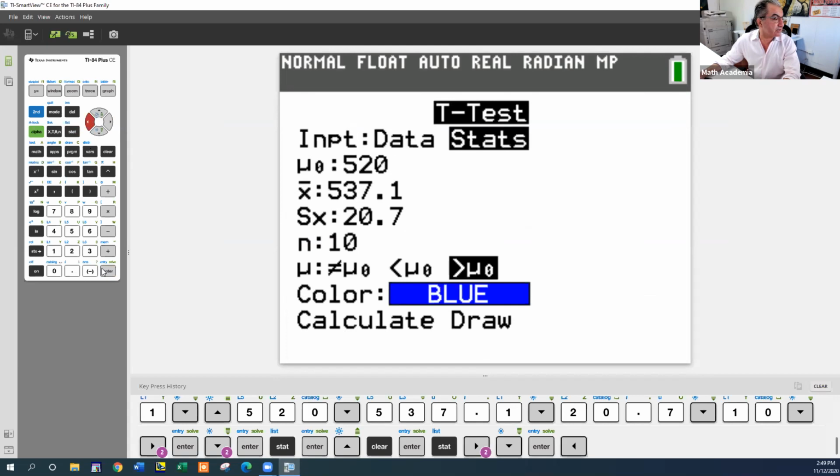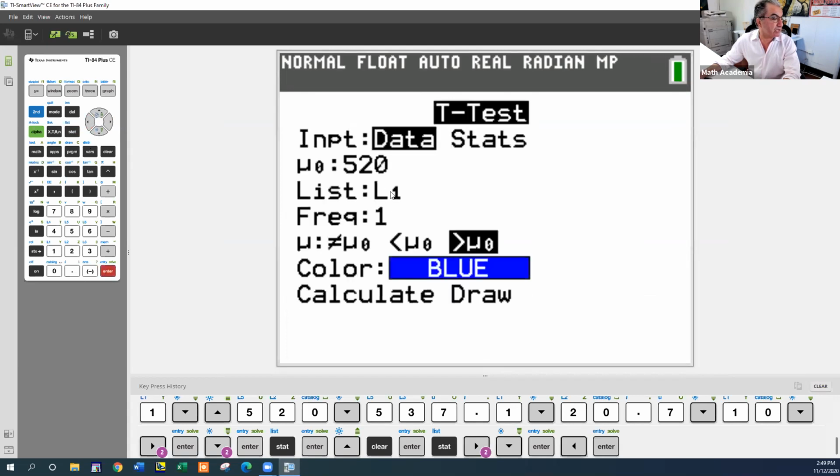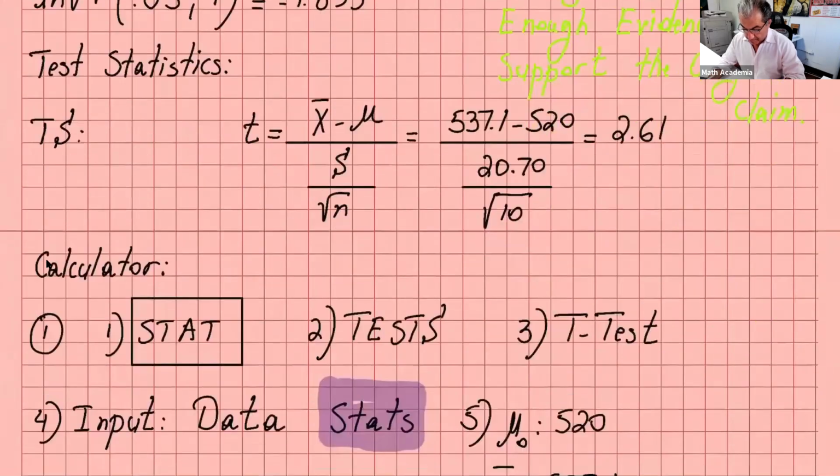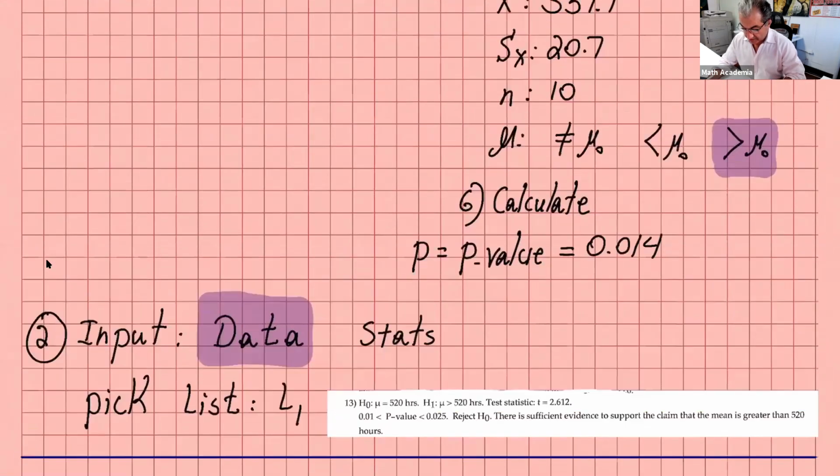And if I enter that, just put L1 here and it's already there, then the calculator is going to give you the test statistics and the p-value. So that's the second way of doing it with your calculator, because here we have the data. So try to do that and you'll get the same answer. And I wrote it here for you.